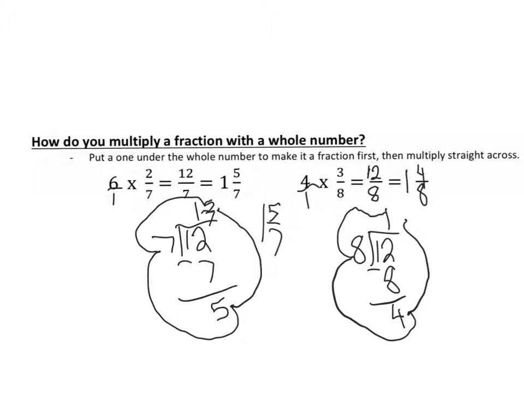Now we can reduce. We know that 4 and 8 can both be divided by 4. So then we are left with 1, and 4 divided by 4 is 1, 8 divided by 4 is 2. So we're left with 1 and 1/2.